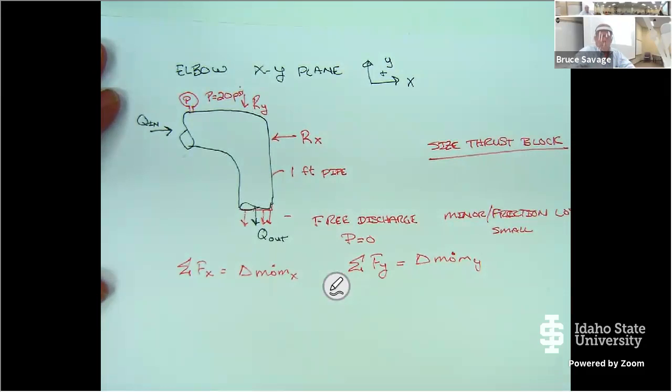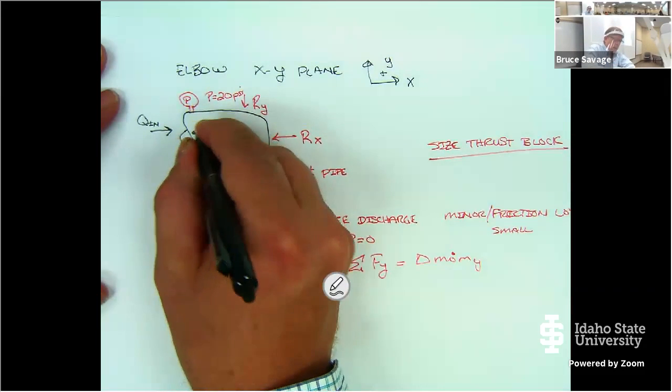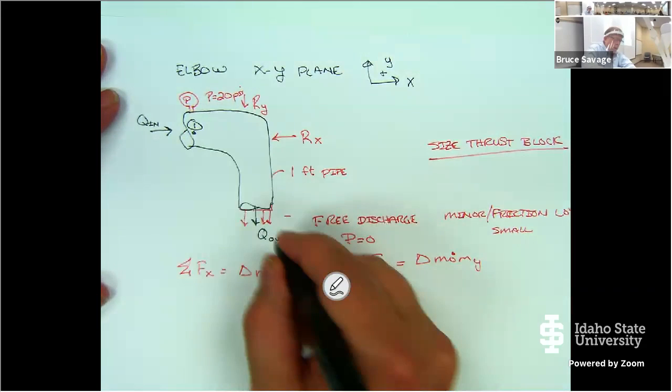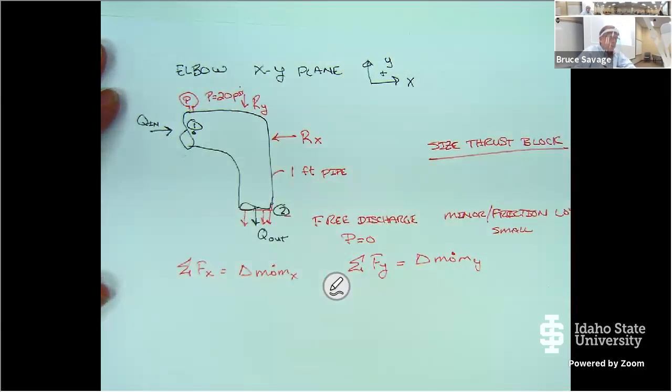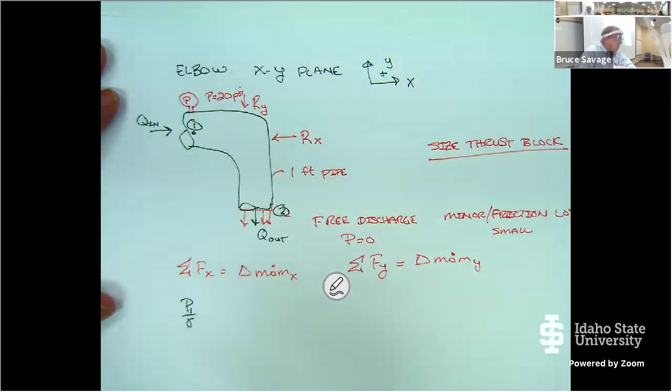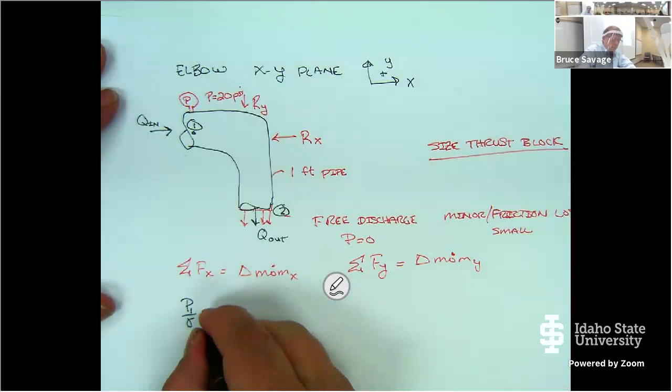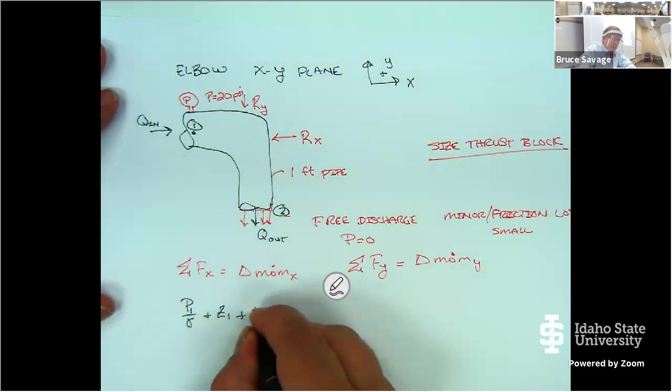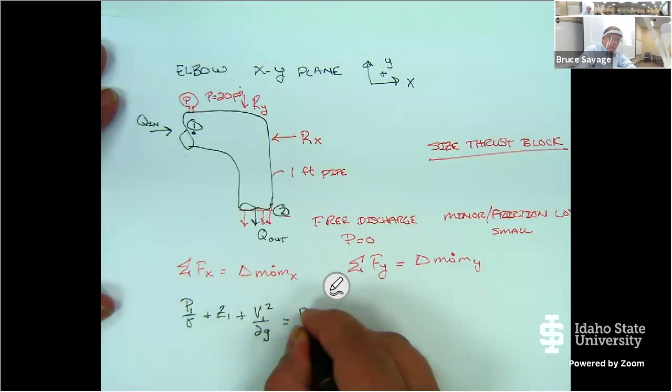Well, this is where I'm going to bring my energy equation into play. I call this point 1 up here, and this is point 2 down here. Then I can write Bernoulli's equation because I'm not worried about the minor losses, the friction loss. So P sub 1 over gamma plus Z sub 1 plus V sub 1 squared over 2g is equal to P sub 2 over gamma.